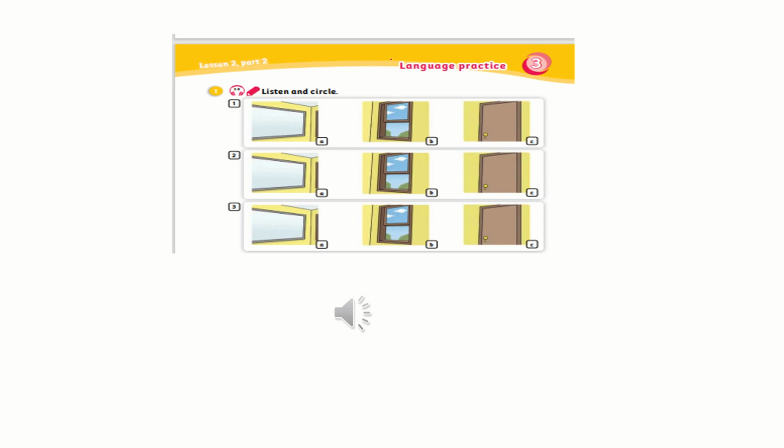Yeah, it's a window. So which one is a window here? Is it A or B or C? It's a window. Yeah, correct. So this is a window. So we are going to circle this picture like this. Okay, now listen number two.